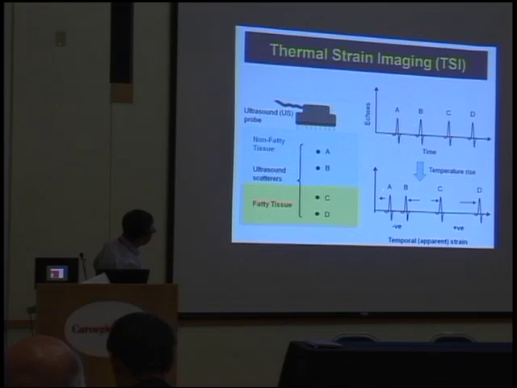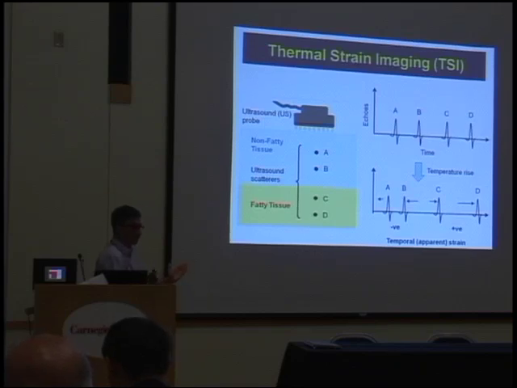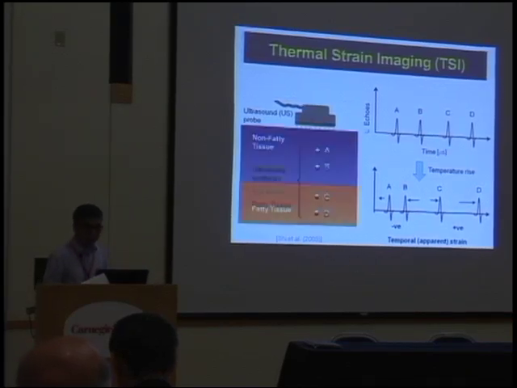The objects A, B, C, D look closer as sound propagates further, and B looks even closer. While C, in fatty tissue, as sound speed goes down, looks further, and as it propagates, it looks even further. It looks like A and B get closer, generating a compression, and C and D look like they separate, like expanding, but this is not a mechanical strain. It's just a temporal strain generated due to the change of sound speed by temperature.